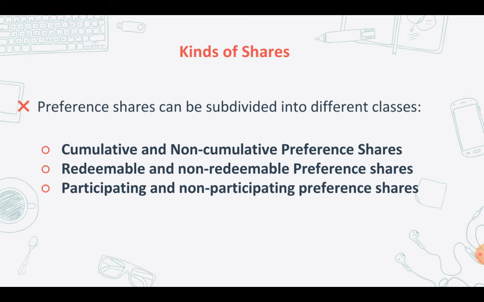Okay, three categories and subcategories as well. Now, preference shares are subdivided into different classes. Now, the first class we can see there is cumulative and non-cumulative preference shares. Okay, these fall under one category.